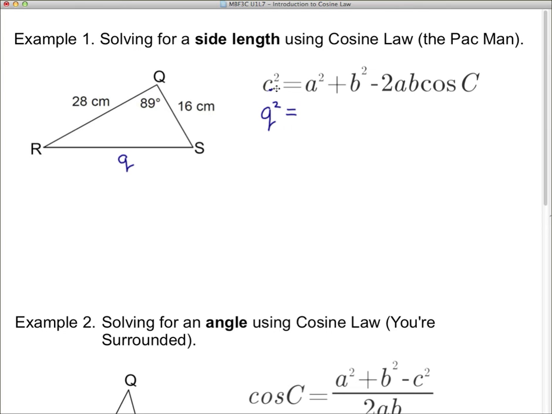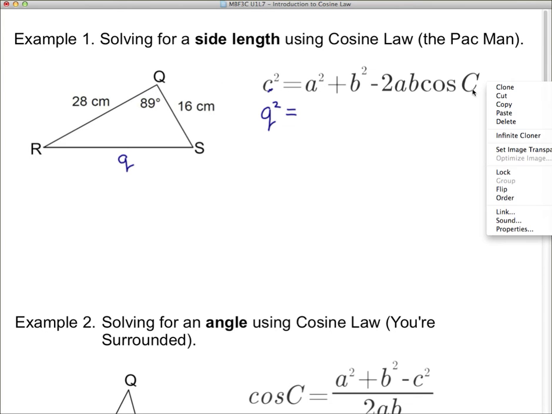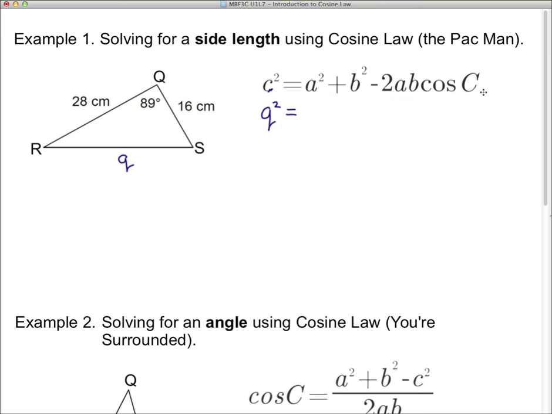And notice here we had a C and a big C. So it's actually big Q that needs to go in where this big C is. So this 89 degrees is going to be on the end here as cos 89. So we're going to write cos of 89 degrees on the end. And the other two sides are what makes up the A's and B's in here.